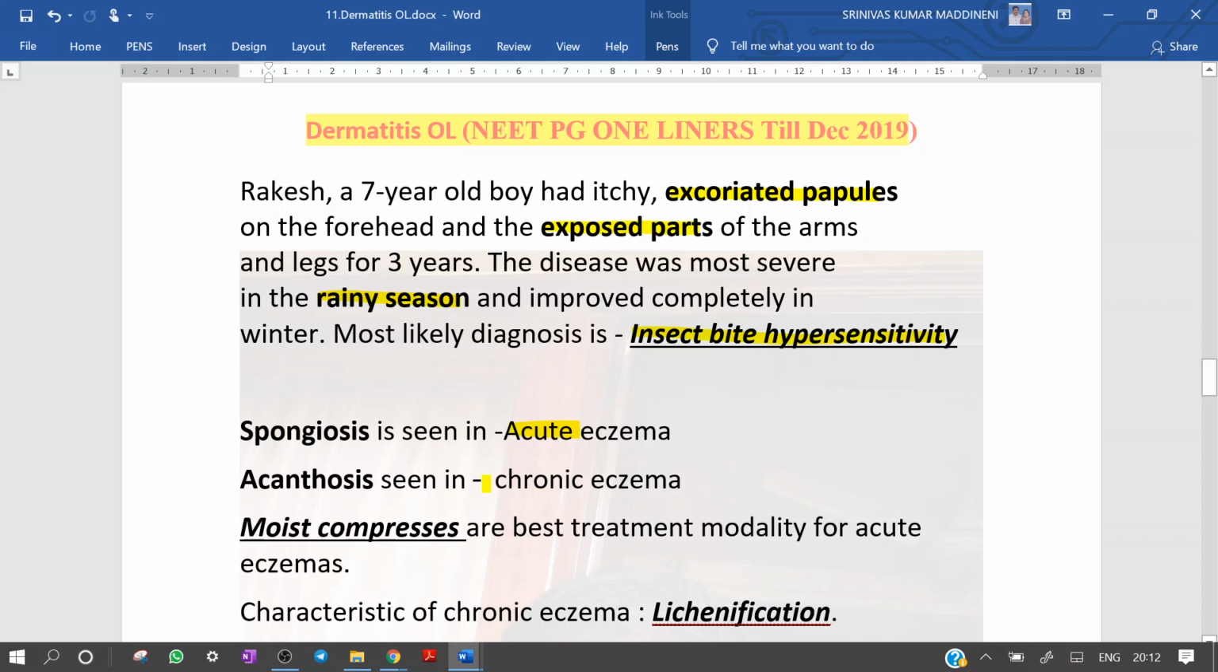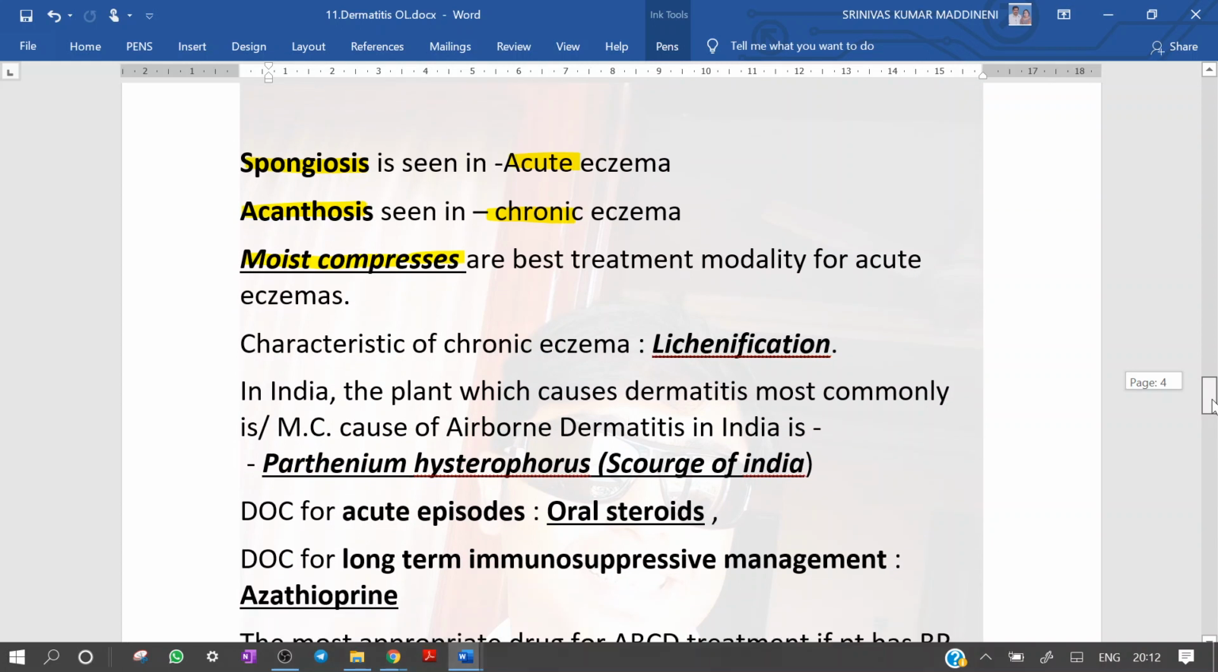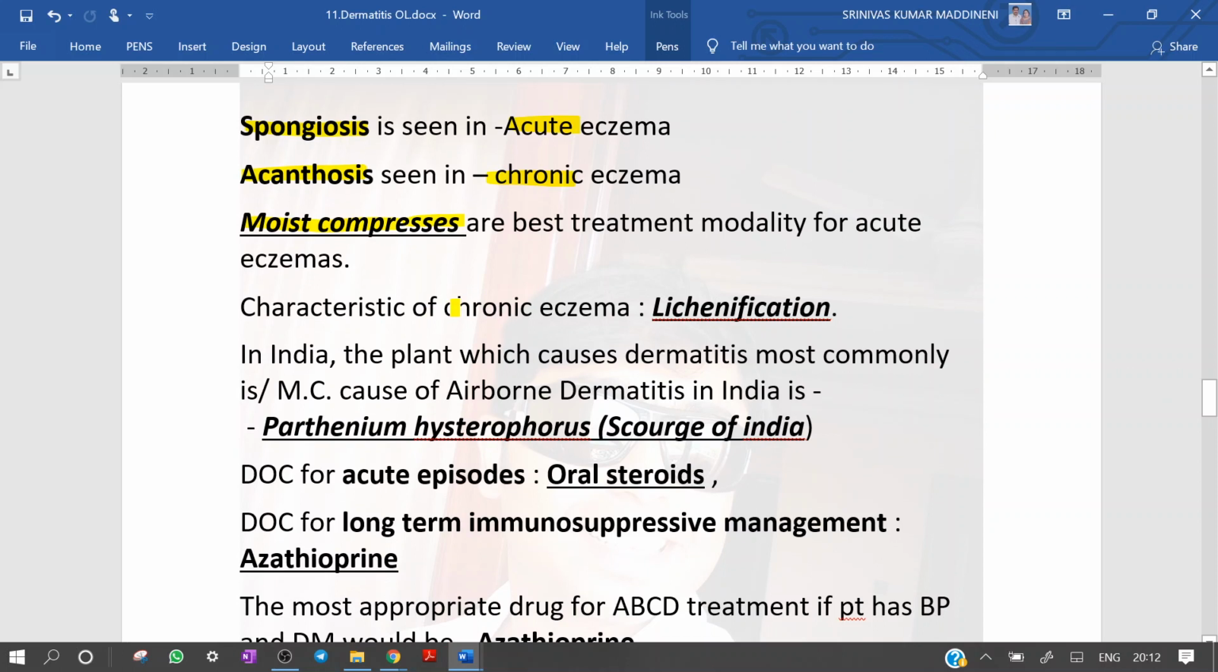In acute eczema and chronic eczema, histopathology will be different. In acute eczema, there will be spongiosis, whereas in chronic eczema, there will be acanthosis. What is the best treatment modality for acute eczemas? Moist compresses, because there will be a lot of oozing, so moist compresses do help. Characteristic of chronic eczema is lichenification.